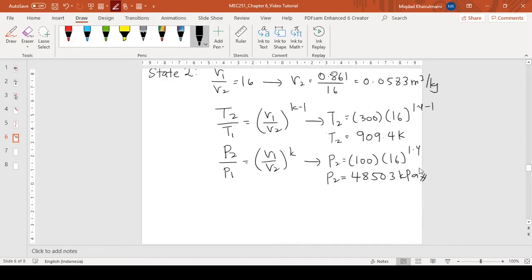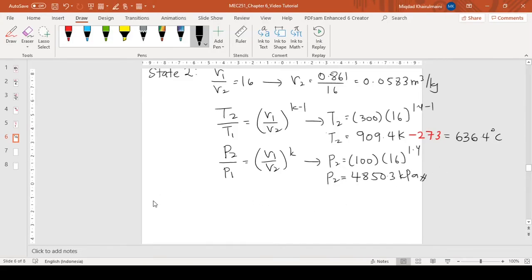Okay, so we have already calculated the pressure and the temperature just now. Since the question asks us to find the temperature in Celsius, we have to subtract 273. So we get 636.4 degrees Celsius.